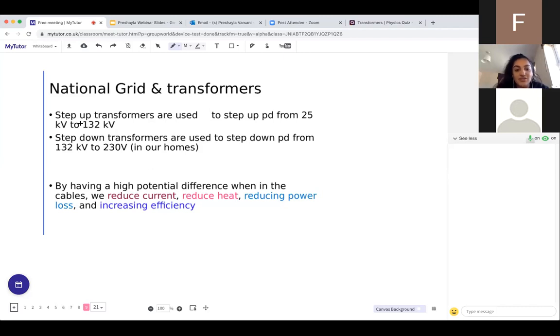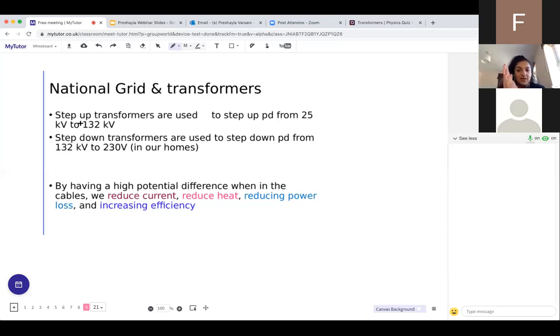Well, step-up transformers are used to step up potential difference from 25 kilovolts to 132 kilovolts. Now, this is done in the generator. So the generator creates electricity of 25 kilovolts, roughly. It then steps up the voltage to 132 kilovolts. That then goes in the transmission cables that we see all over the UK. So we've got a really high voltage up in the air in our cables.